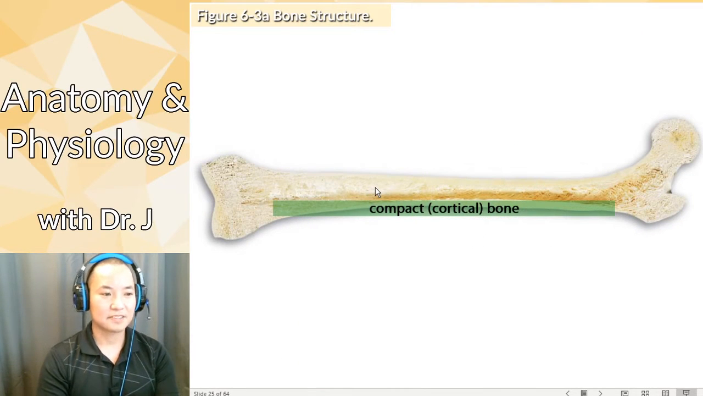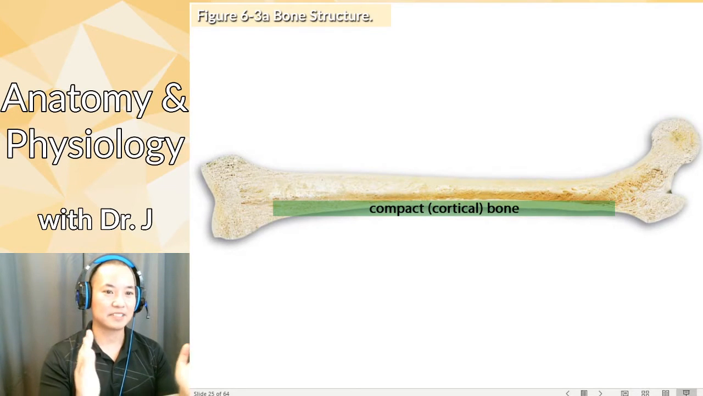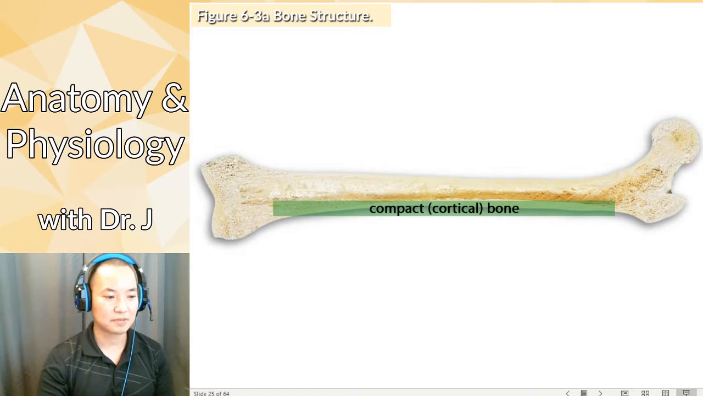Now let's talk about compact versus spongy bone. Spongy sounds like big, airy, and fluffy, right? And compact means it's very dense. Compact bone in some textbooks is also called cortical bone. So that's what we have here.